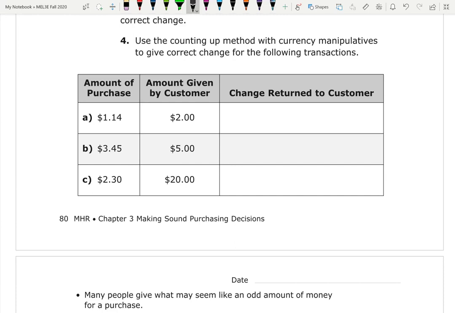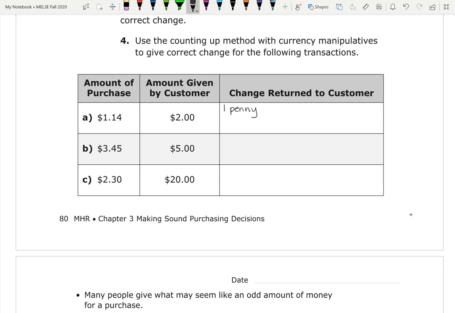So the amount that the customer owes you is $1.14, and they give you $2. Okay, so I'm going to start from $1.14. To go from $1.14, I'm going to count up to $1.15. So that's 1 penny. And then now I'm on $1.15.